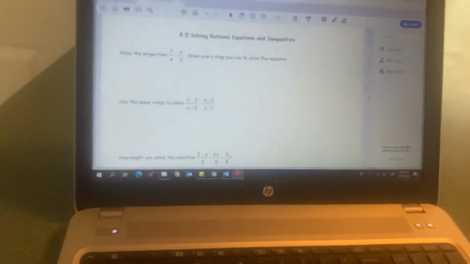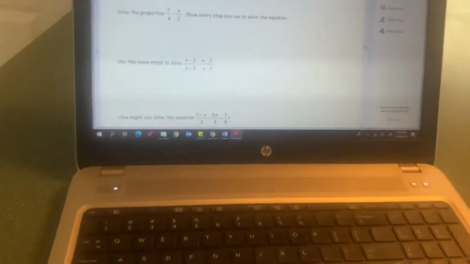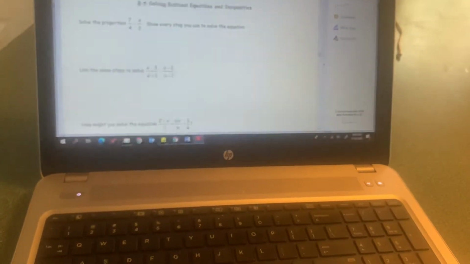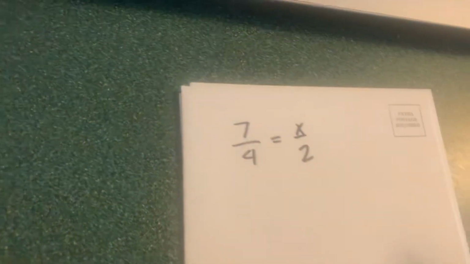Okay, so this is the last section of your chapter 8 notes. I'm going to do it on here just because of printing. I'm just not going to print these out, but we're going to do them. It says to solve the first one. These are rational expressions.